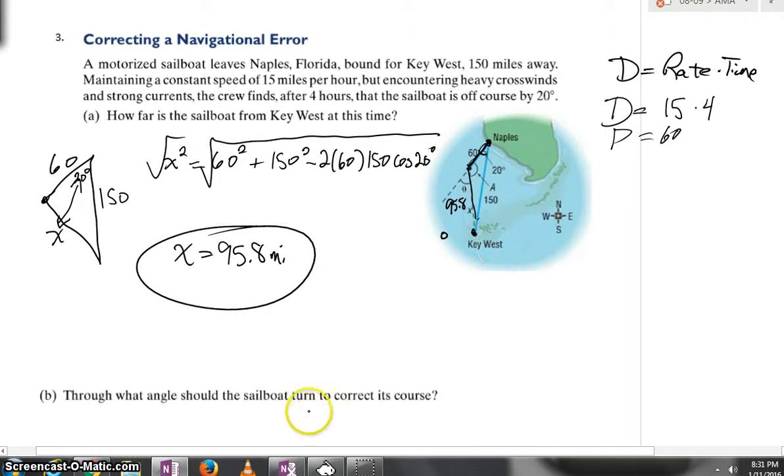For part B, they're saying through what angle should the sailboat turn to correct its course? And as we're looking at that triangle there, it might be a little confusing for kids as they're looking at that angle A that has an arrow in it. Angle A is an obtuse angle. If you really think about it, this boat only veered off 20 degrees from its directed target. An obtuse angle, that's really making a huge angle. Honestly, you're going to be looking for theta here instead.